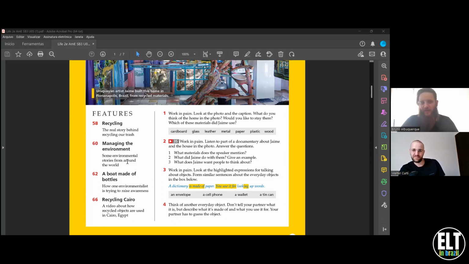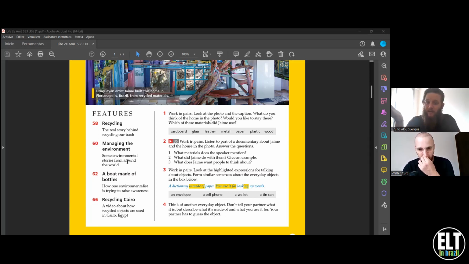Yeah, I like it very much too. I think we chose to begin with National Geographic because of our love for the publisher. Probably, yeah. We are 100% biased, folks. But I think so. We have these working pairs exercises. Number one is a focus on vocabulary. Number three is a hint on grammar, on passive voice. So: it is made of paper, you use it for looking up words. So maybe verb patterns, used for something.